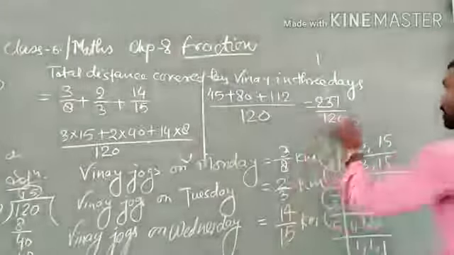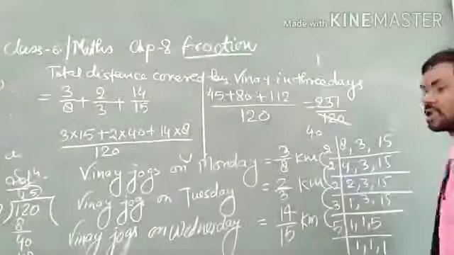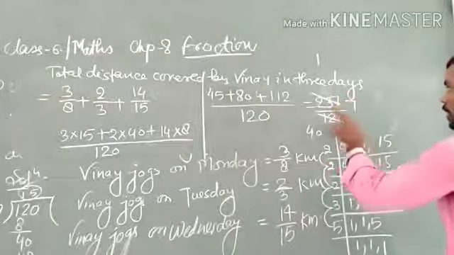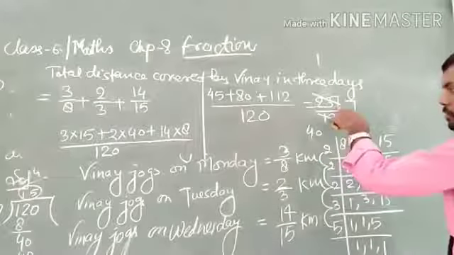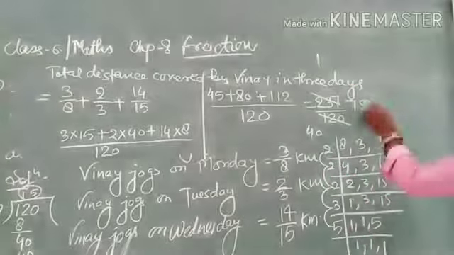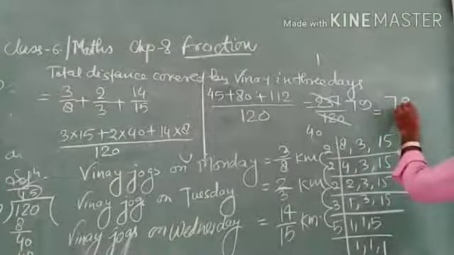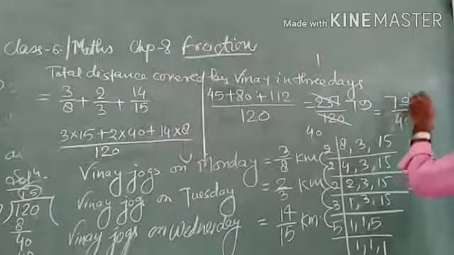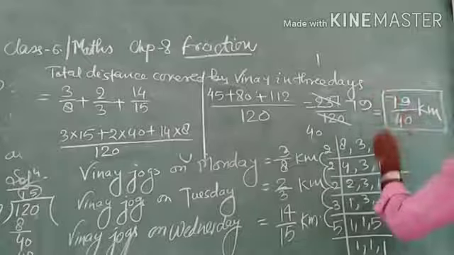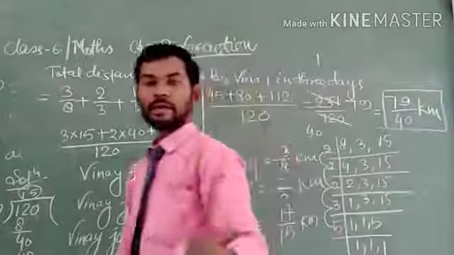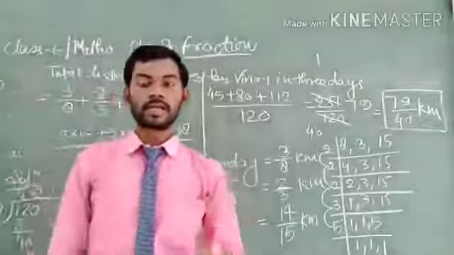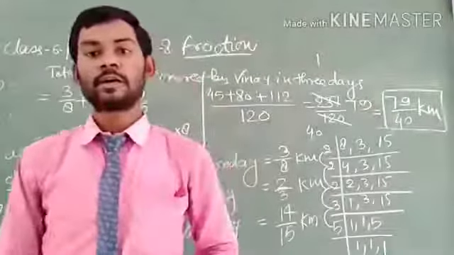So divide by 3: 3 4s are 12, and write here 0; 3 7s are 21, carry 2; goes 7, 27; 3 9s are 27. So here we get 79 upon 40 kilometer. Okay, so Veena will cover 79 by 40 kilometer in the 3 days, Monday, Tuesday and Wednesday.